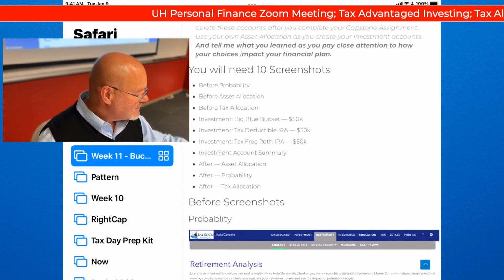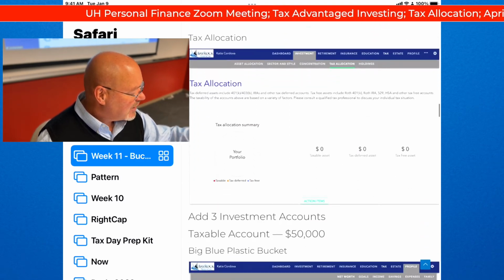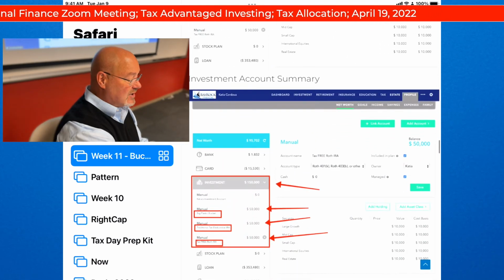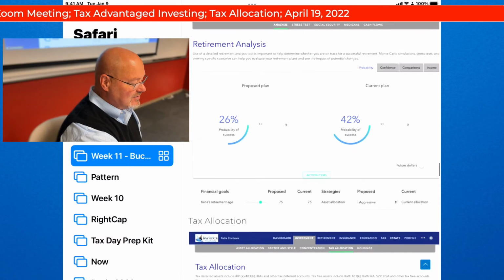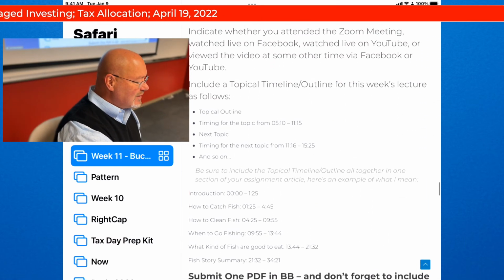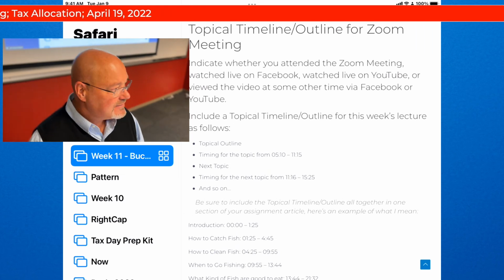And then finally, this is probably the most challenging part. These are all the screenshots you're going to have in your assignment. The last thing is, I want you to do an outline of today's lesson.